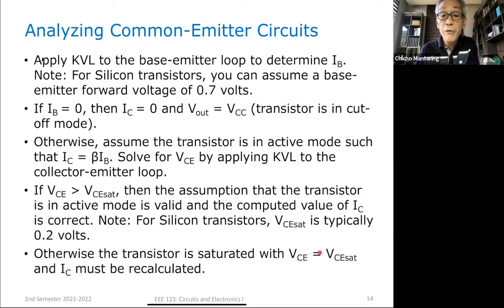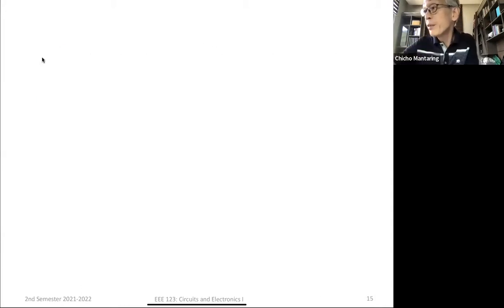Whatever you computed for VCE in this particular step, in the fourth step, is not valid. I just know that VCE will be VCE SAT. So if I know what VCE is, I can recalculate the value of IC. Okay.